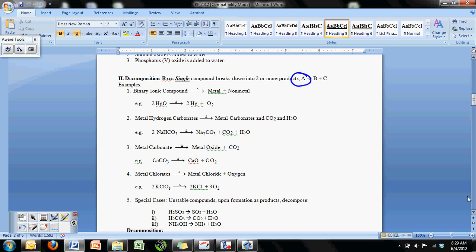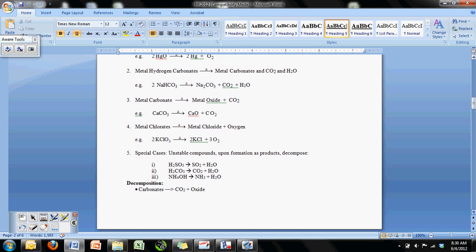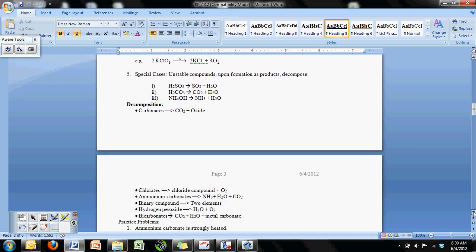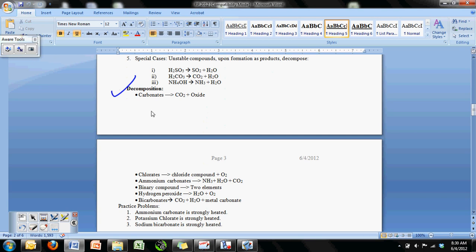There are some guidelines on figuring out how to predict what will form when you heat a certain type of compound, and I would recommend that you memorize these. Anytime you heat a carbonate, calcium carbonate, potassium carbonate, or any other carbonate, it will form carbon dioxide and the oxide of the metal, so metal oxide. The other thing to remember is if you have a chlorate and you heat it, it forms a chloride compound and oxygen. If you have an ammonium carbonate that you heat, it forms ammonia, water, and carbon dioxide.